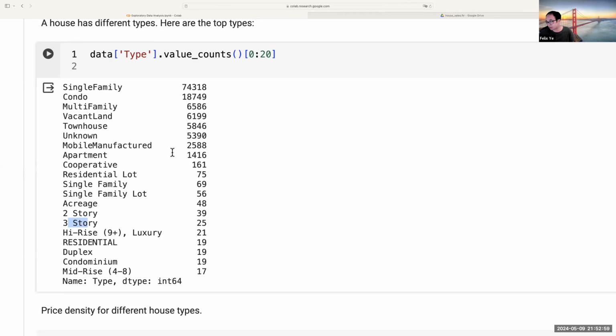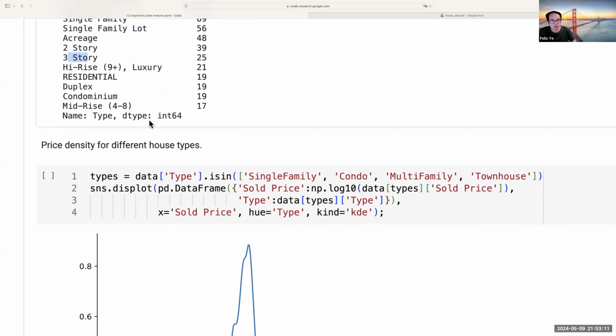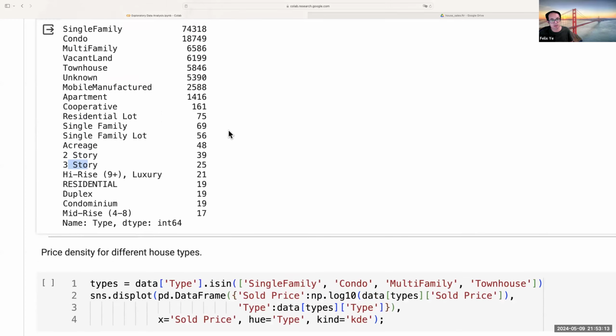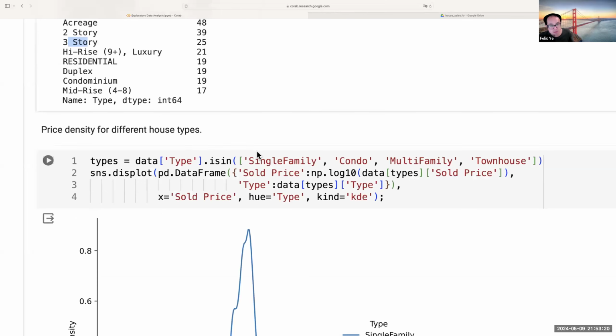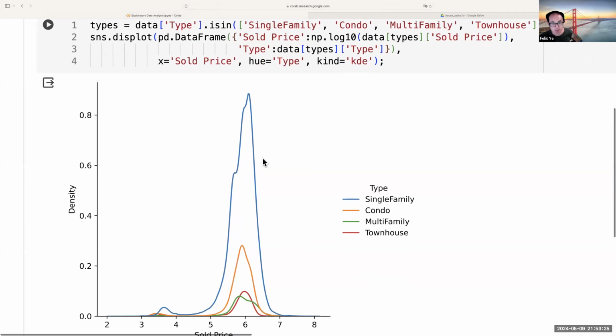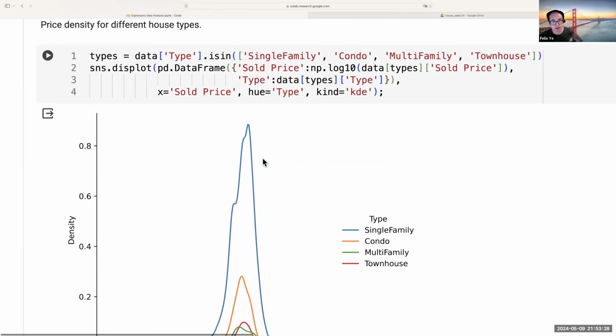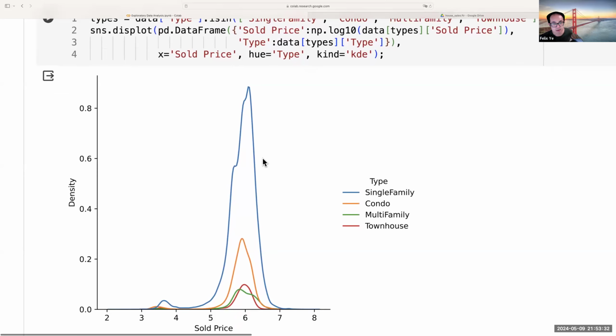So there are a lot of things you need to think about if you have so many different categories of types. How can I process data like that? Okay, so in most cases, the ones that you've been working with are single family, condo, multifamilies, and maybe townhouses. So let's just take these 4 different types. I'm going to plot the price and see how that actually looks.